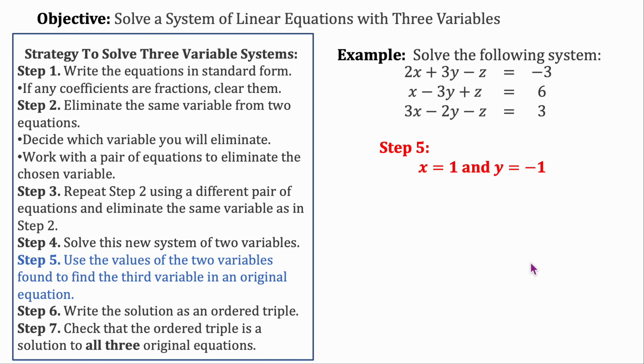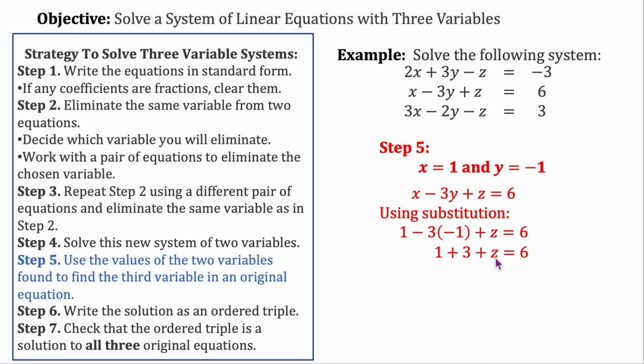Now, step 5 says to use the values of the two variables found to find the third variable. We already know that x is 1 and y is -1, so now we need z. I think this middle equation here is a good option, but any of the equations above that have a z in it will work, so we just have to use substitution. I'm going to substitute a value of 1 for my x and -1 for my y. Now let's follow order of operations here. These two negatives are going to make a positive, so we get 1 plus 3 plus z equals 6. Add those together, get 4 plus z equals 6. Subtract 4 from both sides, so z is 2.